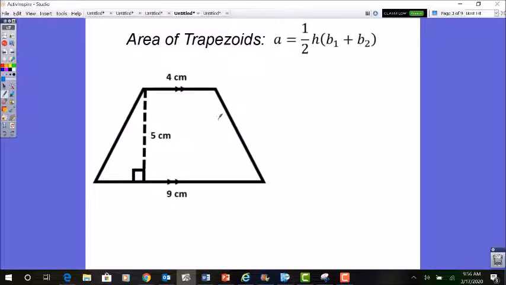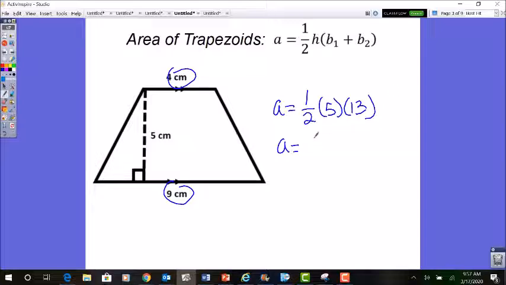Here we have another trapezoid. Again, the bases are parallel to each other, so the only two sides of this trapezoid that are parallel to each other are 4 and 9. And then our height is the distance between those, which is 5. So I'm going to do 1/2 times the height, which is 5, times base 1 plus base 2, so 4 plus 9 would give me 13.